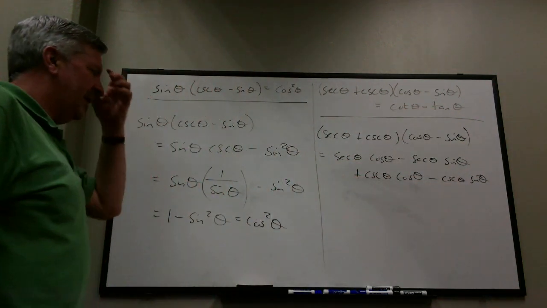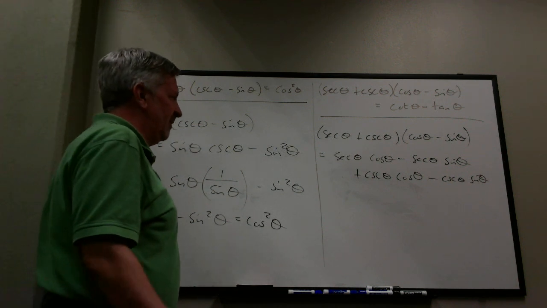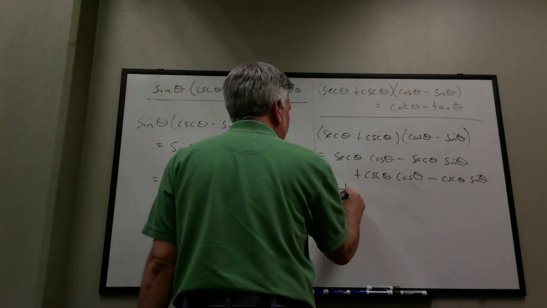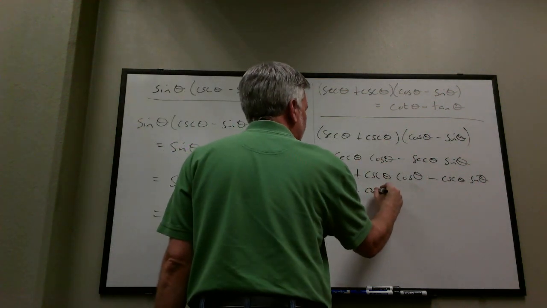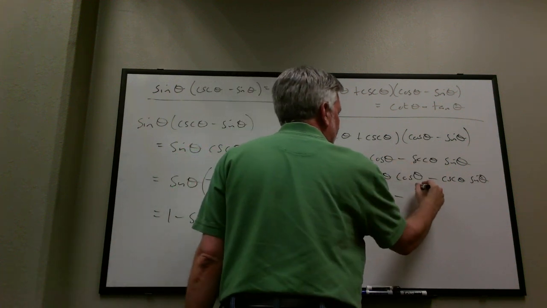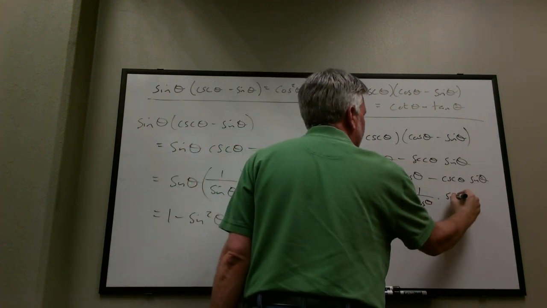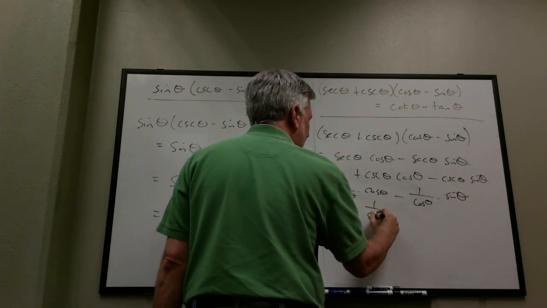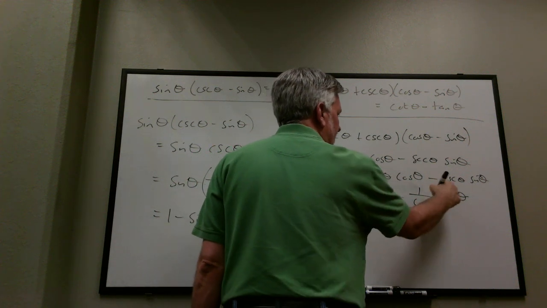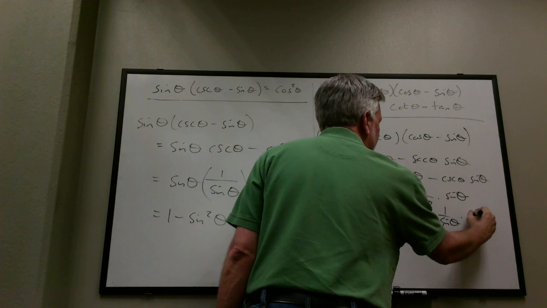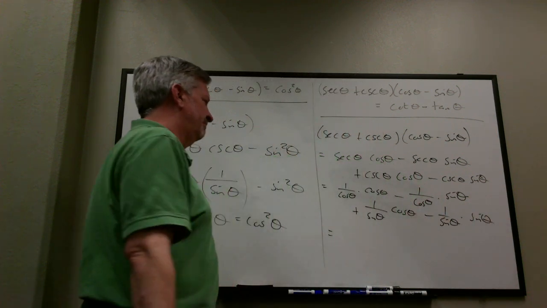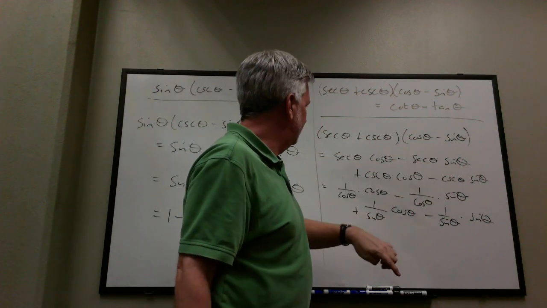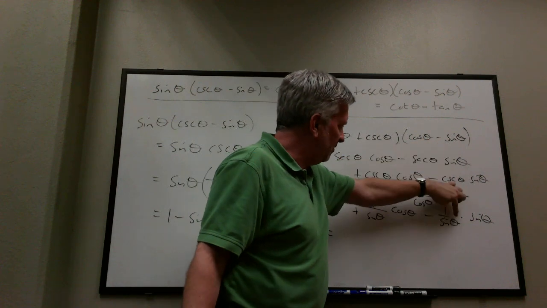Okay, I'm good. Now again, I still have 4 different trig functions. So why don't I change everything to sines and cosines? So secant is 1 over cosine times cosine. Secant is 1 over cosine times the sine. Okay, so now I'm continuing here, plus cosecant's 1 over sine times cosine minus 1 over sine times sine. So again, secant is 1 over cosine, secant 1 over cosine, cosecant 1 over sine, cosecant 1 over sine.